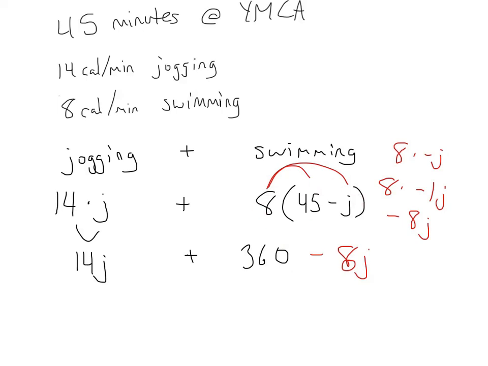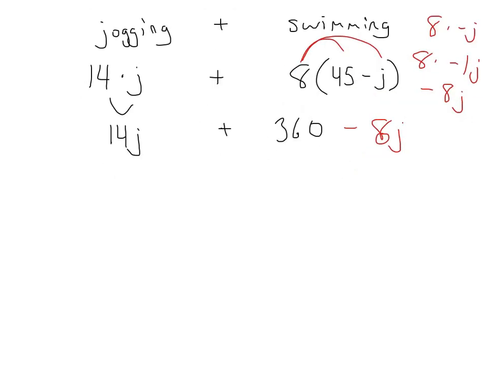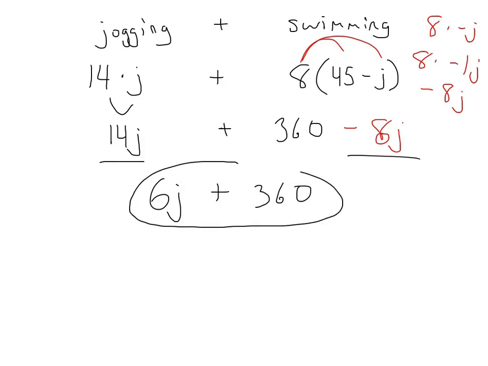Now, what can I do with this thing? Well, I can actually simplify it because I have like terms. 14j and negative 8j. Well, 14 minus 8 is going to be 6. Talking about j, though, time jogged. Plus 360. And is there anything else that I can do here to simplify this? No. So that is actually the expression that would help us. And what is it helping us do here? It's helping us figure out how many calories we're burning at the gym.